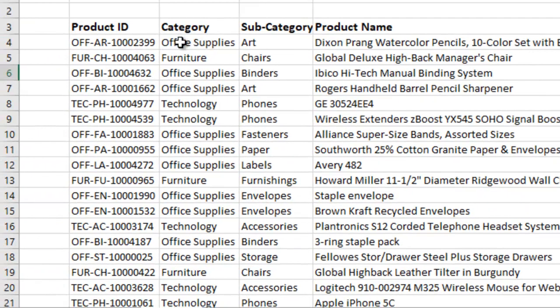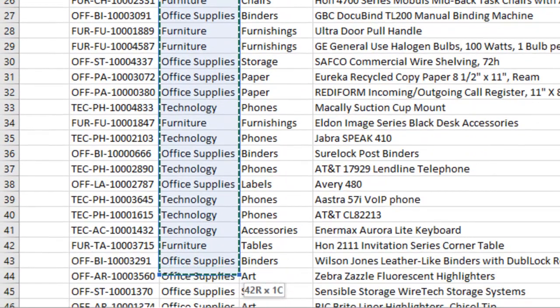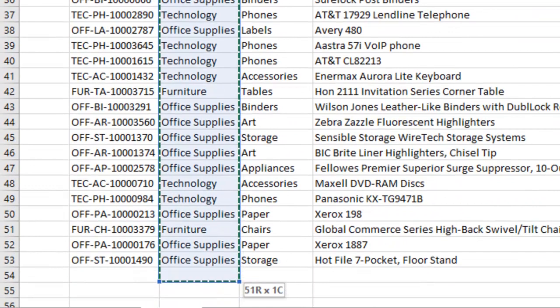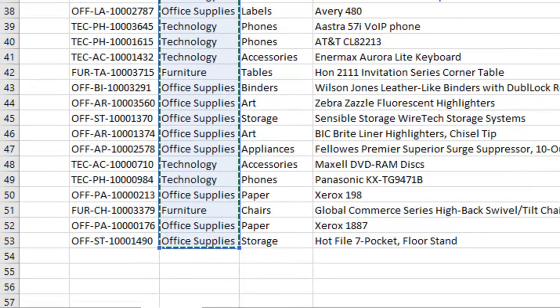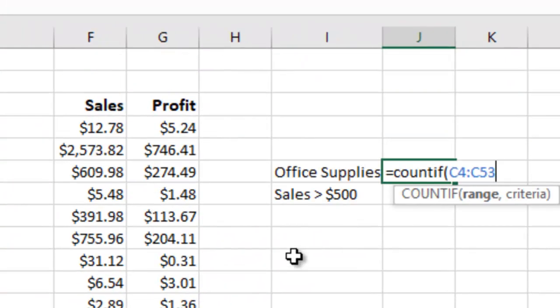So I'm going to go over here to categories, and I'm going to select the entire list, scrolling all the way through, and then I scroll back up to my function. It says C4 to C53. Pretty long list. I put my separator, and now I need to tell the computer what to look for, and I'm interested in office supplies.